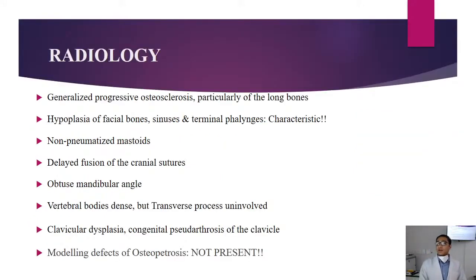Coming to the radiological findings, as we discussed, they have generalized progressive osteosclerosis and hypoplasia of facial bones, especially the terminal phalanges is characteristic. The mastoids are non-pneumatized. There is delayed fusion of cranial sutures, and there is obtuse mandibular angle. The vertebral bodies are dense, but the transverse processes are uninvolved. There is clavicular dysplasia and congenital pseudoarthrosis of the clavicle. The modeling defects that are usually seen in osteopetrosis are not present in pycnodysostosis.